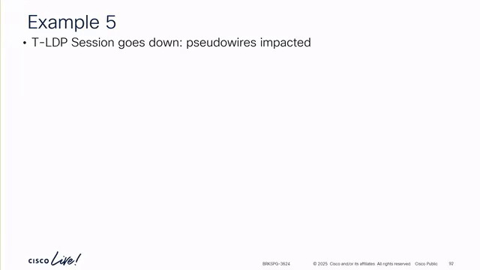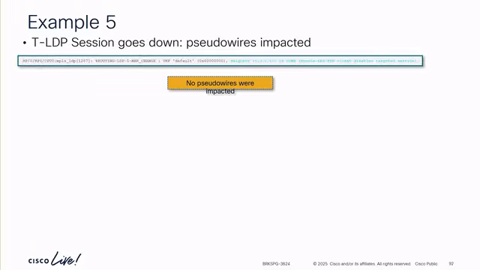Example 5: a customer does something, comes back and says, my targeted LDP session goes down, so my pseudo wires are down. In many cases, the pseudo wires are built up by targeted LDP sessions. That's what we started off with more than 20 years ago. Well, let's have a look. Turns out that indeed some targeted LDP sessions go down, but when we look at the pseudo wires, they're not impacted. The pseudo wires are still there. That's kind of weird. So what happened there?